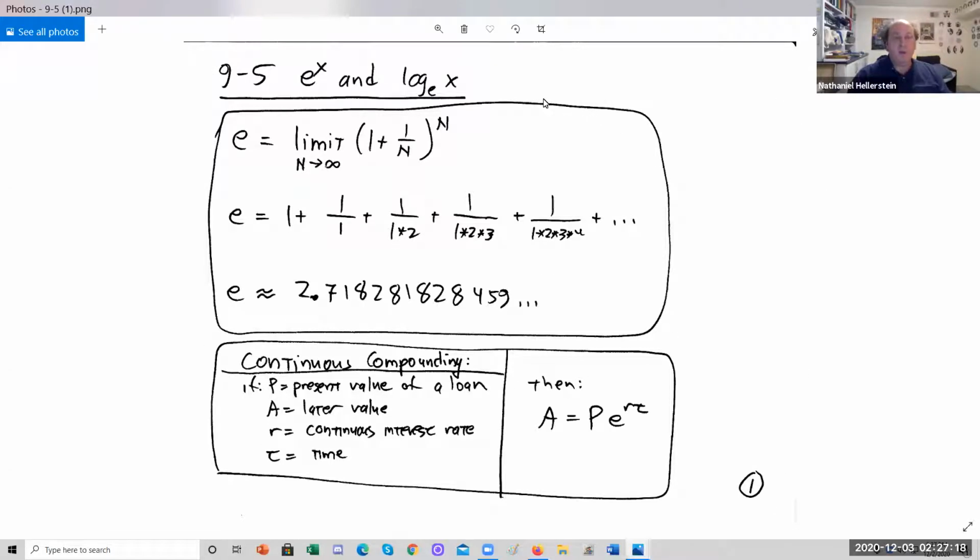We're going to talk about some very special exponentials and logarithms, specifically base e: e to the x and log base e of x. Now, e is a pretty special number. Here are three definitions. It's the limit of 1 plus 1 over n to the nth power. If we go back to our compound interest formula, this shows up in the continuous compounding. We'll see that right here. And so it's a limit.